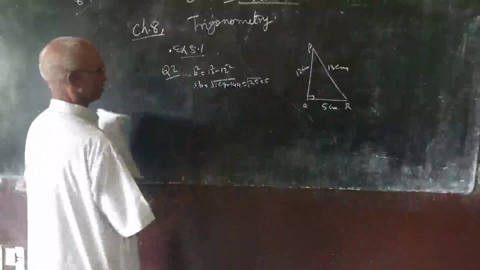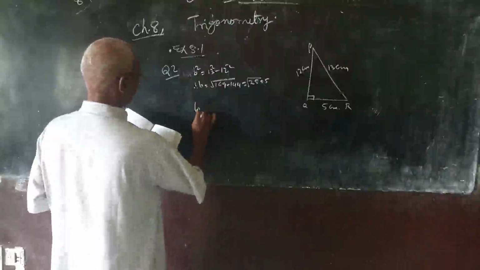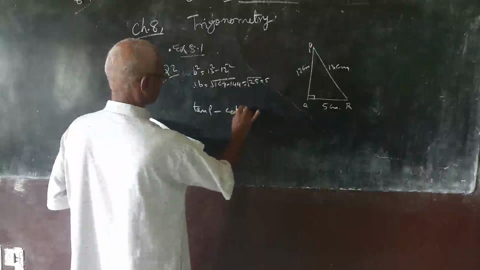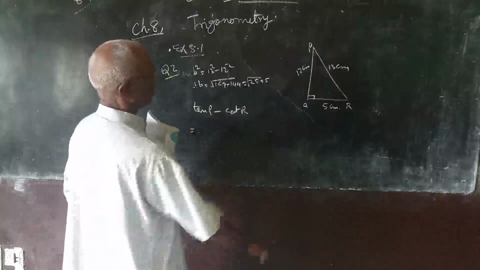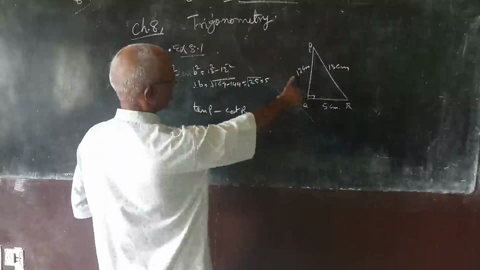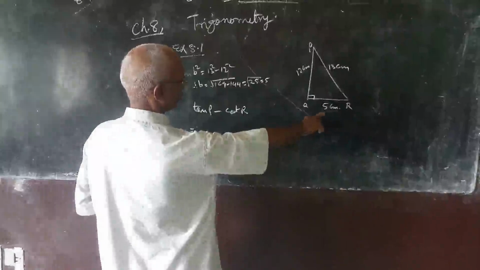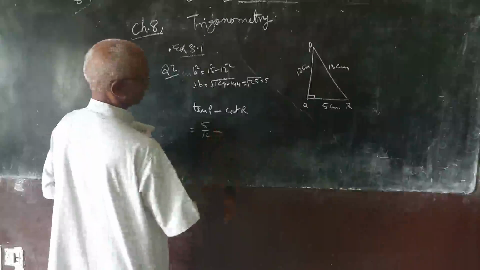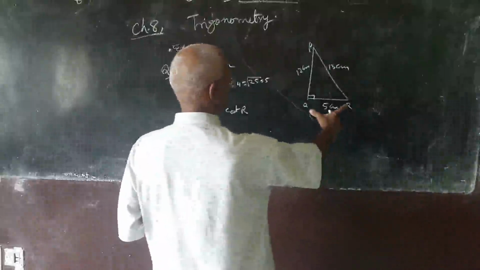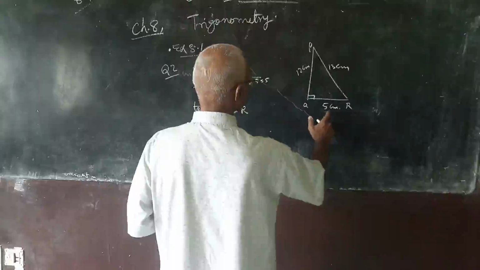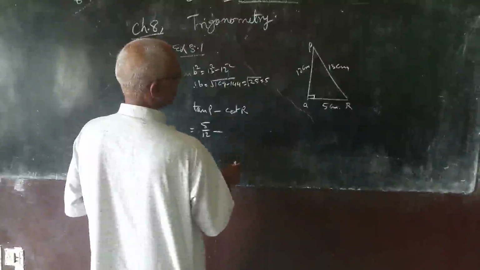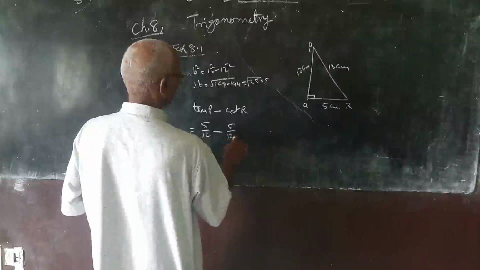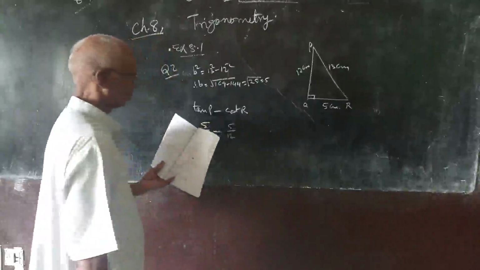Now, all the three sides are known. It says tan P minus cot R. Tan of angle P is perpendicular upon base. Perpendicular will be this side opposite to P, base will be this adjacent side. So tan P is 5 by 12. And cot of R is base upon perpendicular. For R, base is this, perpendicular this, again it is 5 by 12. So the result comes 0.